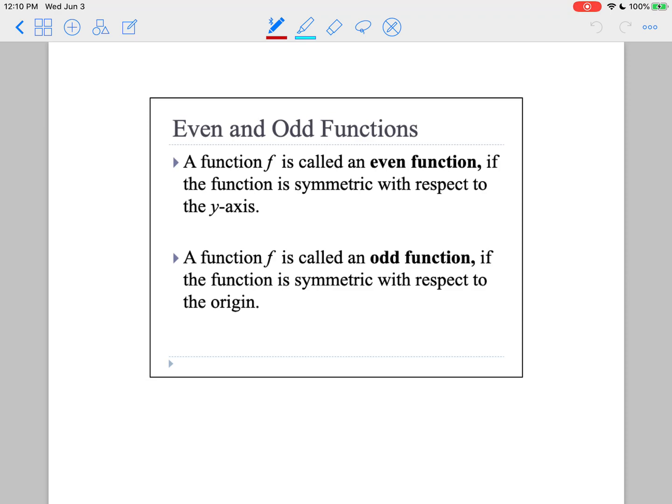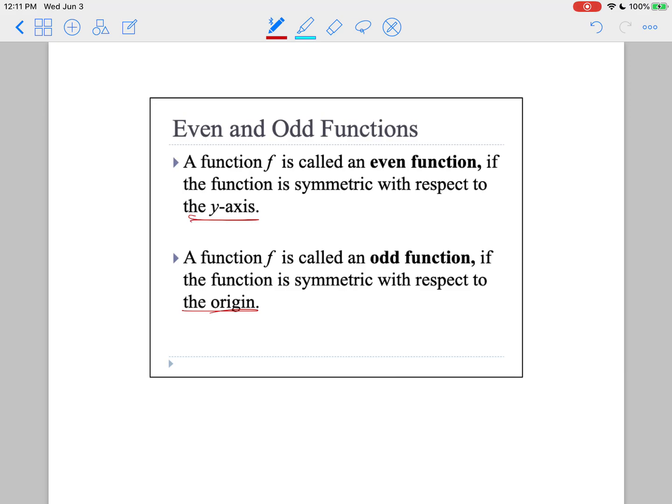So a function is an even function if the function is symmetric with respect to the y-axis. So remember in the first lecture we talked about symmetry, and we talked about it with respect to the y-axis, and we talked about it with respect to the origin. So that's what even and odd is. Now you might be wondering, there was a third one though. Wasn't there symmetry with respect to the x-axis? And absolutely there was.